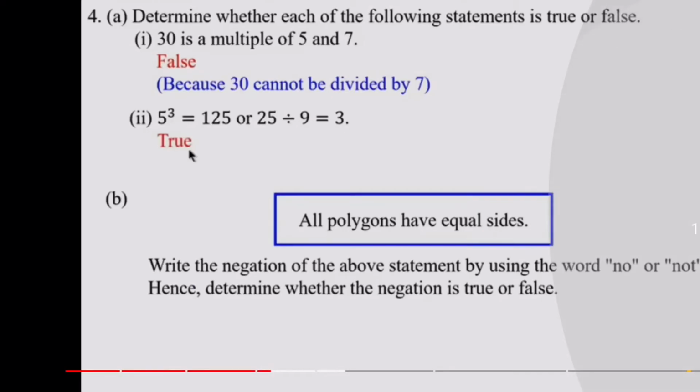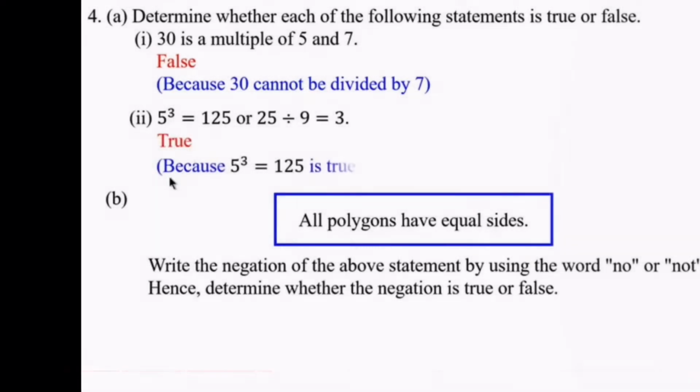Let's discuss question number 4. 30 is a multiple of 5 and 7. This is false because 30 cannot be divided by 7. And 5 power 3 is equal to 125, or 25 divided by 9 equal to 3. So this is true because 5 power 3 is equal to 125 is true. Either one true will be true.